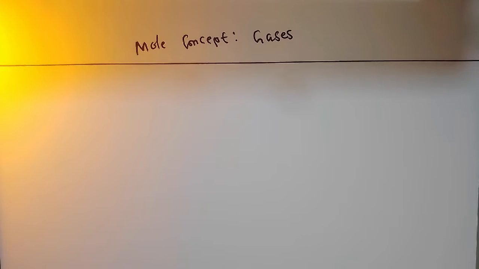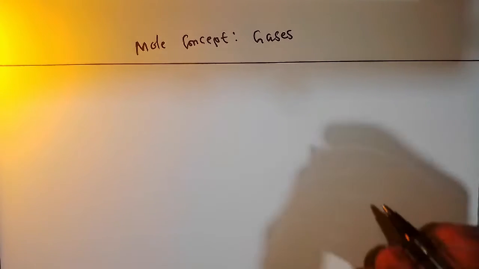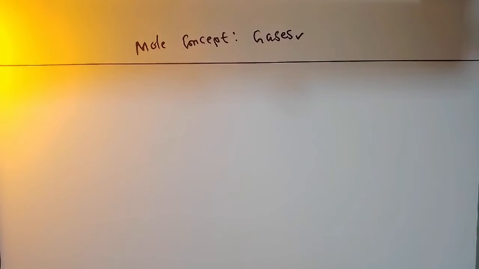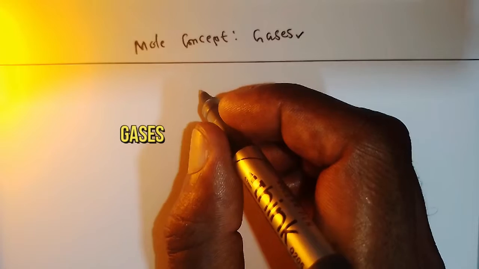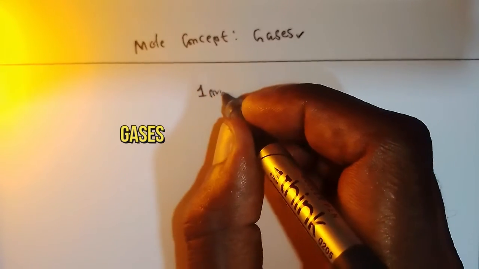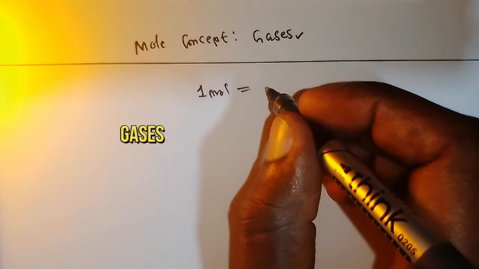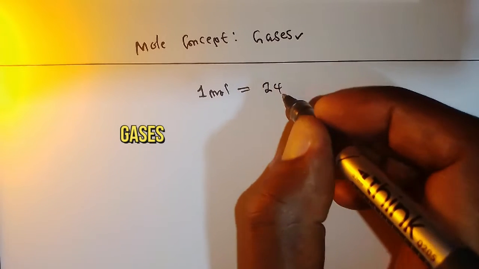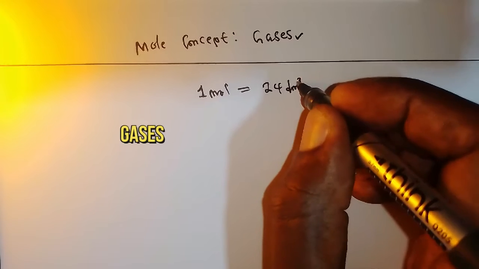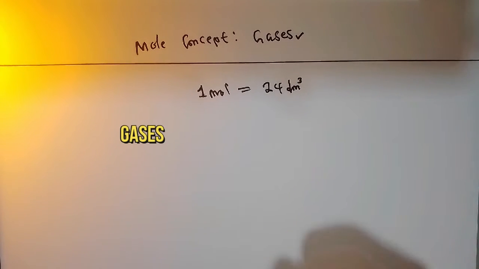Gases. So in this video, we look into what a mole is and how you can define the number of moles and the mass, also the mass and the number of moles. Now, in this video, we're going to look at how you can understand gases. One of the most important things to understand about gases is that one mole of any gas is going to have a volume of 24 cubic centimeters.